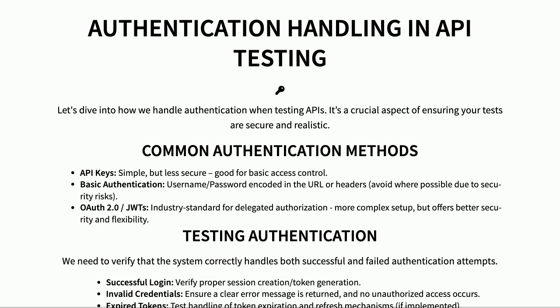When it comes to testing, we need to make sure our tests verify both successful logins, where a session is created correctly, and failed login attempts, ensuring an error message appears and no unauthorized access happens. Also, if the system uses expiring tokens, we have to test those expiration scenarios as well. And most importantly, always remember to use safe test data and avoid hard-coding your credentials in your tests. Consider using environment variables or secure credential management instead.